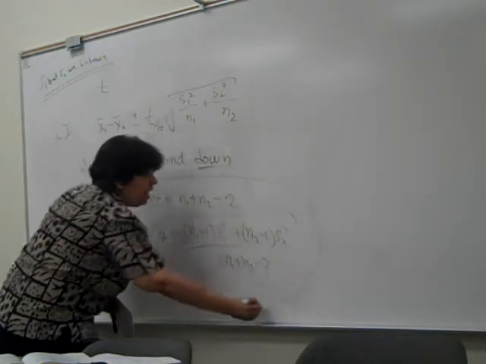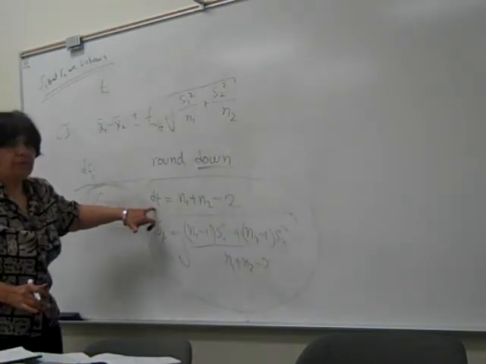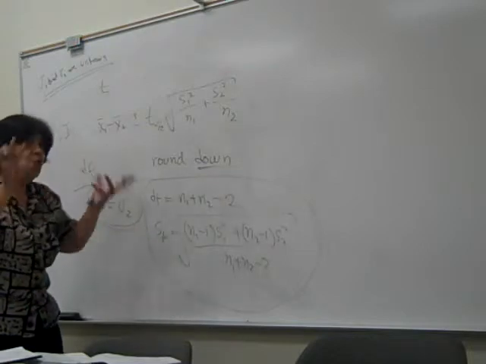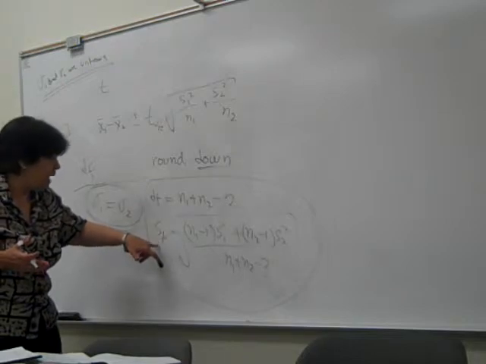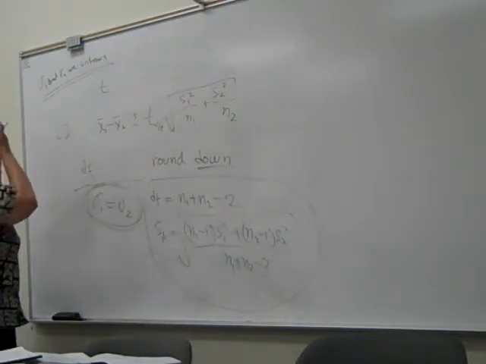That's the only time that you can use this formulation, this formula for the degrees of freedom, and this pooled sample standard deviation of the two samples, and then you're going to use it here. And that's it.